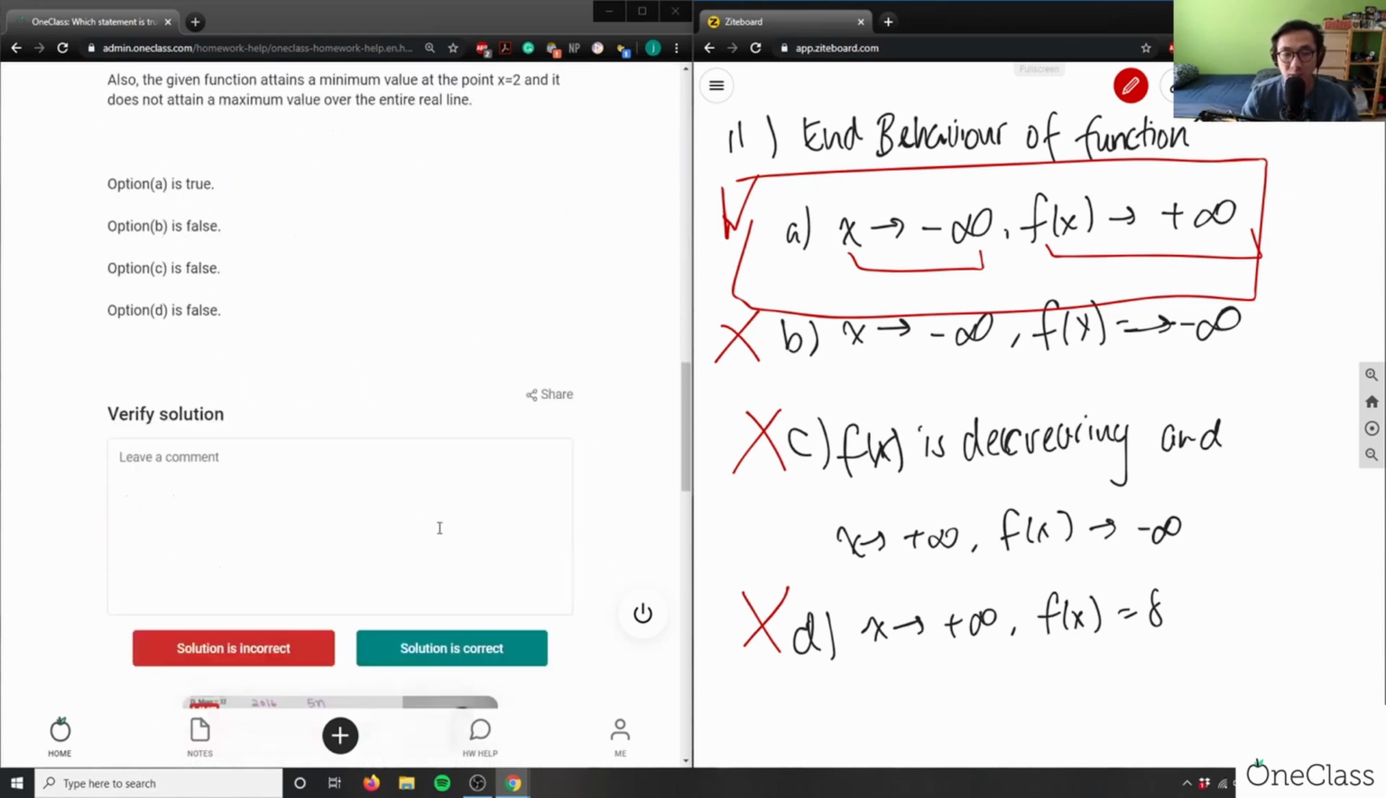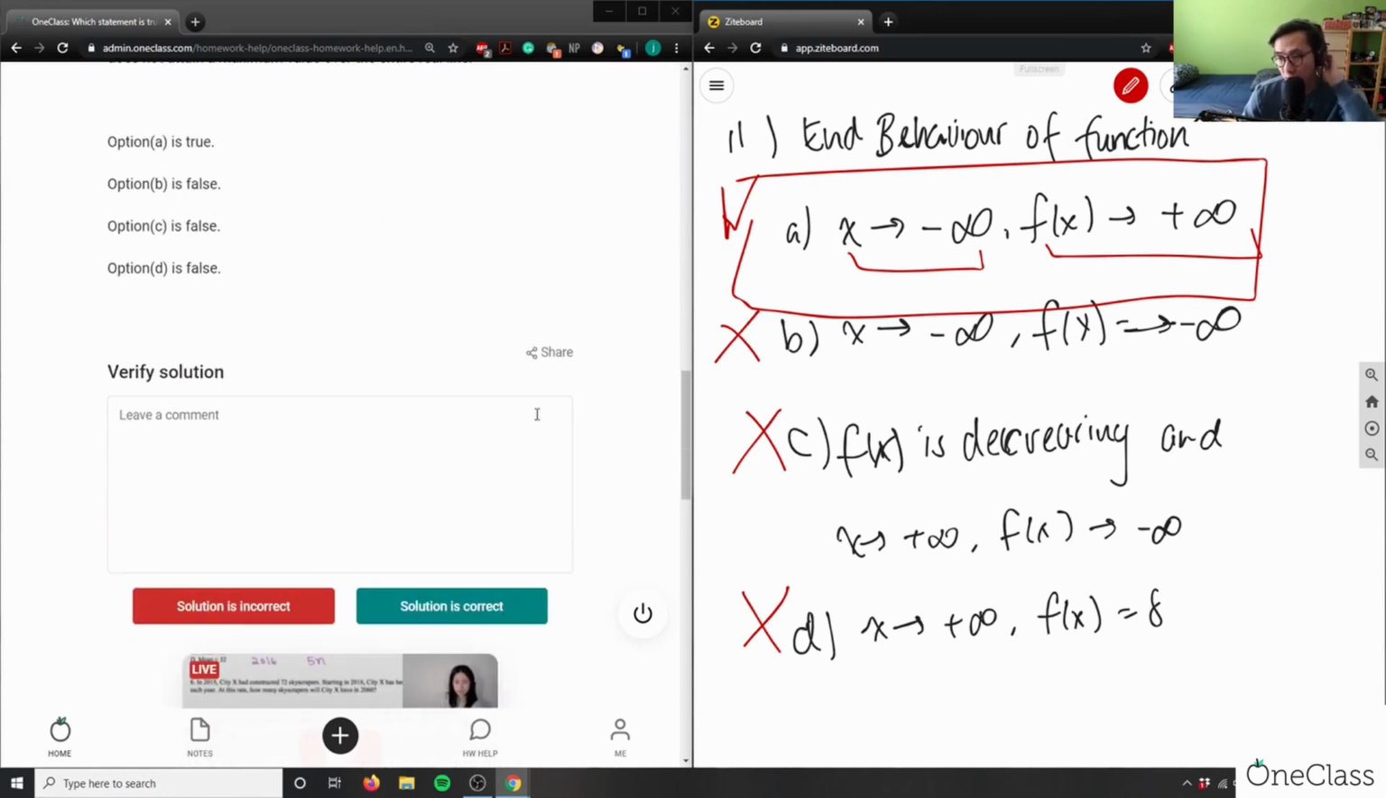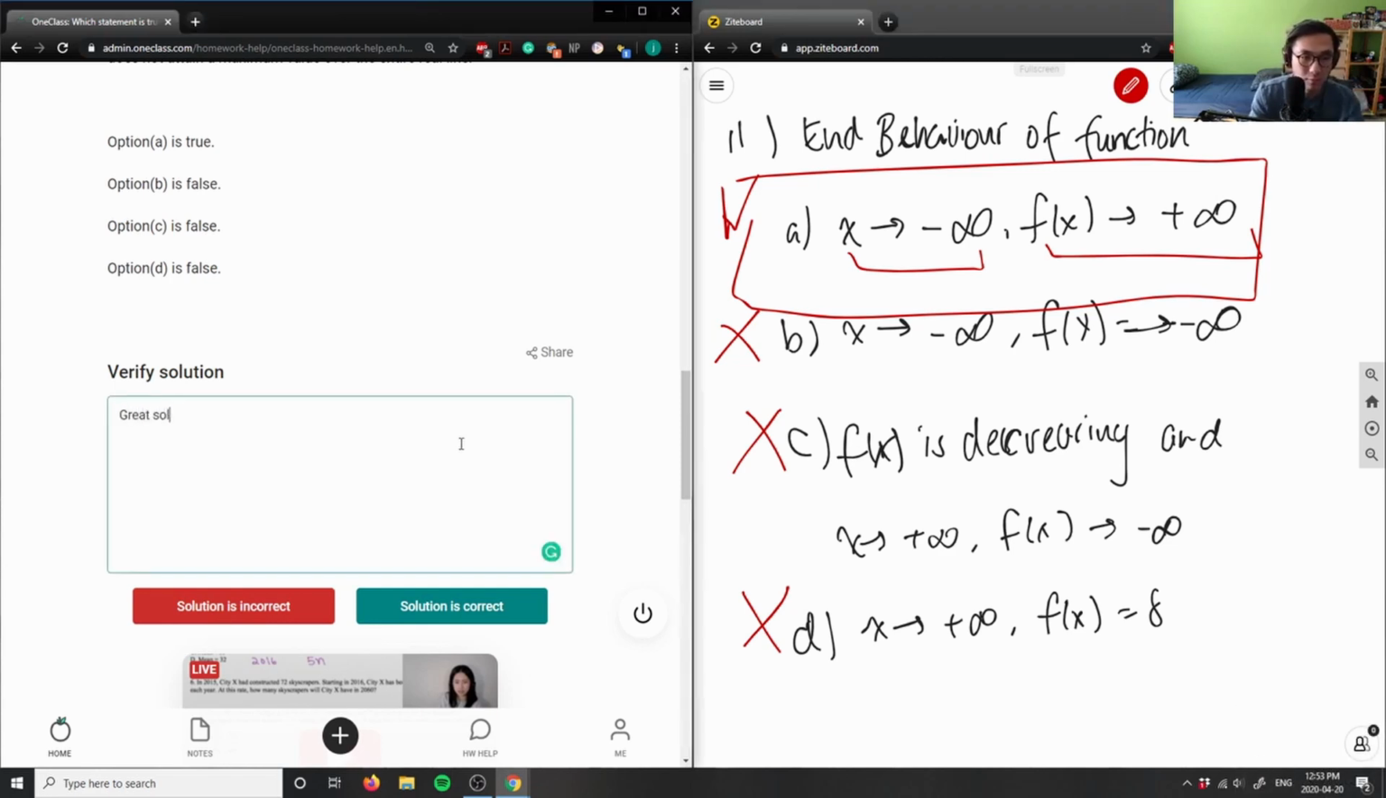So here, option A is true. Great logic, great solution. And this here is a perfect solution. Great solution and analysis here.